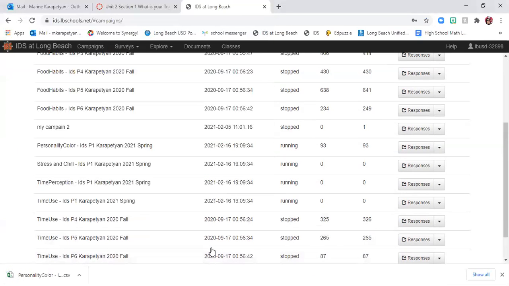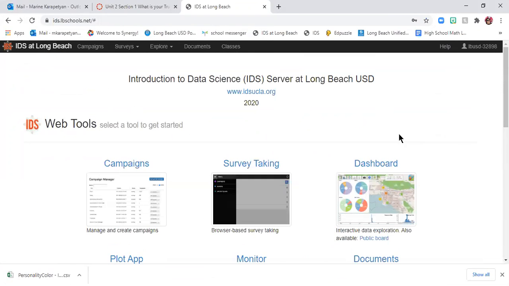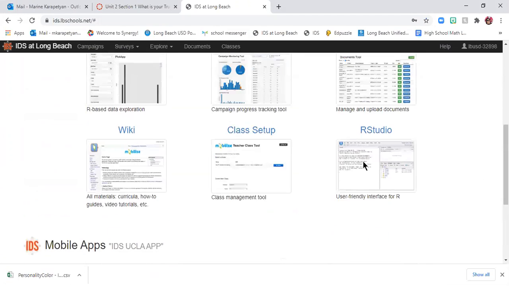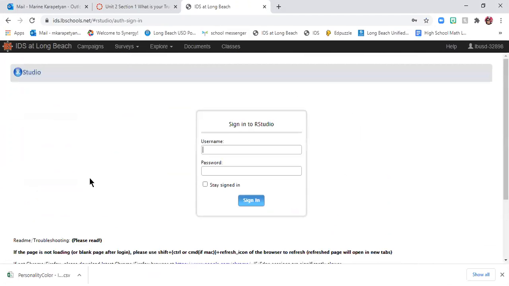So now that I've downloaded that and saved it somewhere where I know where it is, I know I put it on my desktop. Then I'm going to go back to my IDS homepage and go to RStudio here, and log into RStudio. Once I log into RStudio, I'm going to go into my files pane.